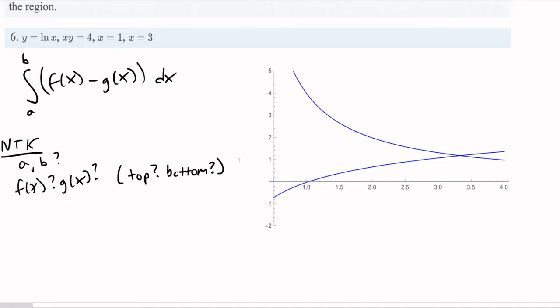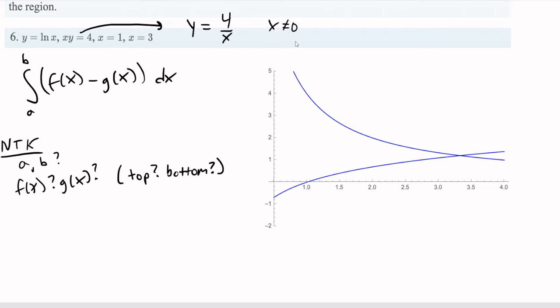So this is actually going to take a little algebra here because we actually want a function. So this is y equals 4 over x, right? As long as, of course, x is not 0. Which, when we go here, yep, we're between 1 and 3, so we're good here. We can rewrite things in this form. So this should be the integral from 1 to 3. Okay, 1 to 3.